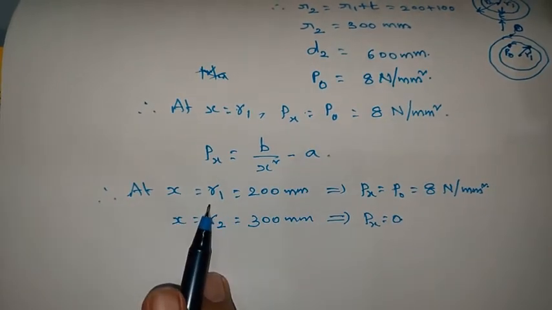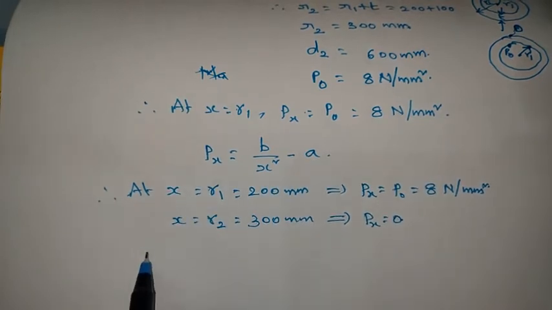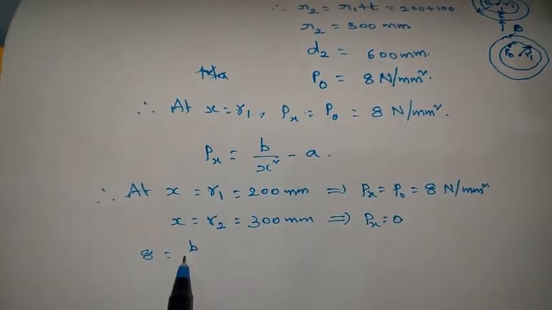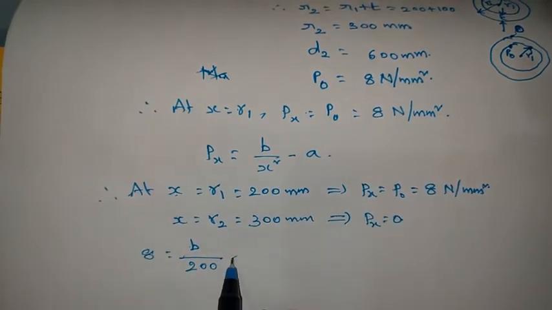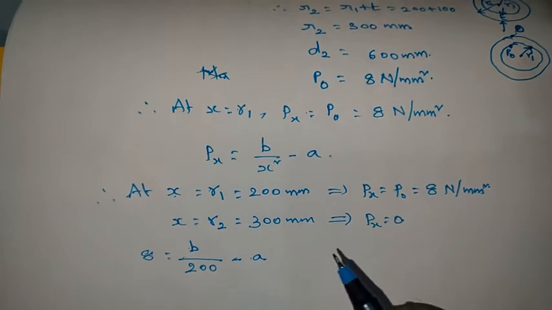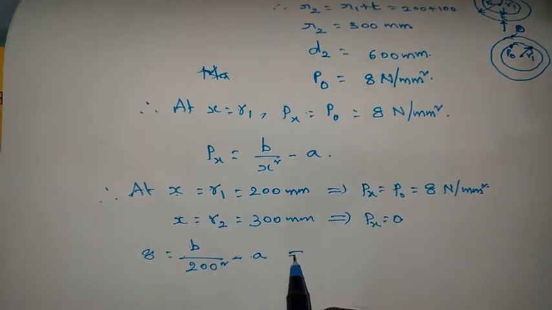So now apply this boundary condition. So first apply the first boundary condition. So Px equals to 8, and that equals to B by what is the value of x? 200 minus A. So what we can write? 200 square. So what we can write?